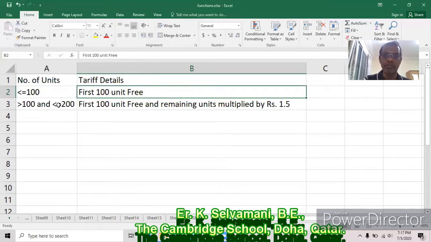If the number of units recorded is 200, the first 100 units will be free. The remaining will be 200 minus 100, that is 100. 100 into 1.5, then you have to pay 150. So you have to pay rupees 150. Likewise, you have to calculate.